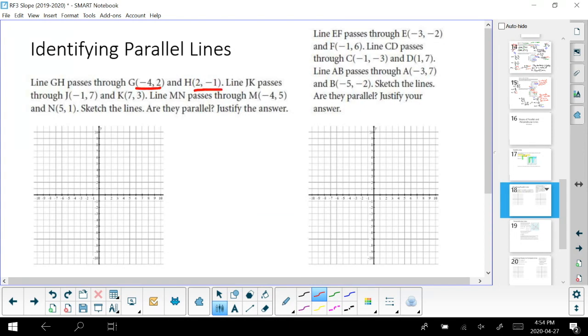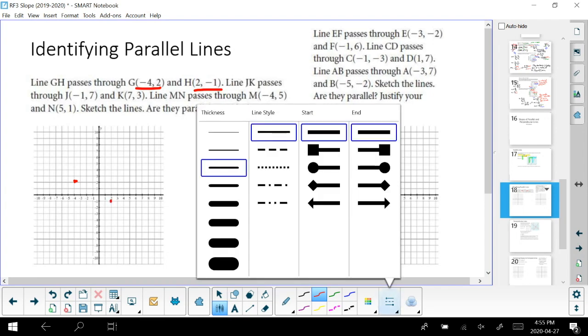So we're going to look at G and H. We've got G at negative 4, 2, which is right about here. We've got H at 2, negative 1, and 2, negative 1 is over here. I'm going to connect those with a straight line.